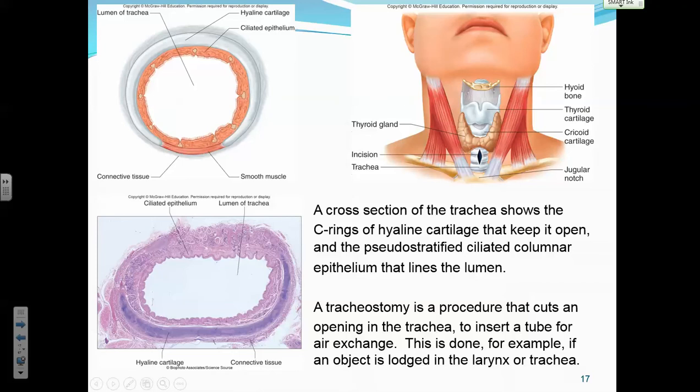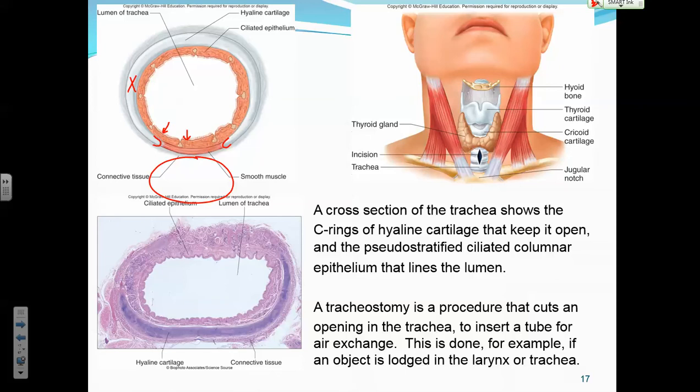On this picture, the top left picture, this white area right here, that's the hyaline cartilage. And do you see it's not a complete circle? It stops here, and then it's got smooth muscle connecting it at the back, because behind this is the esophagus. So you want it to be a little bit flexible there because there's an esophagus behind it. Lining it, the little lining right here, that is ciliated pseudostratified columnar epithelium. In AMP1, the slide that you looked at for hyaline cartilage was probably a trachea slide.